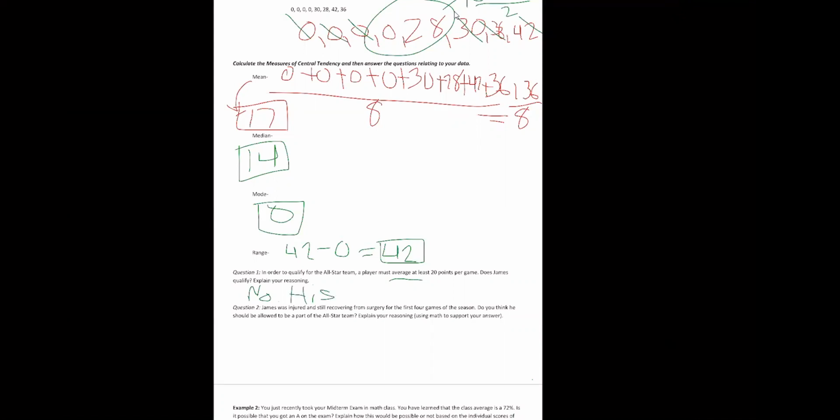His average, or his mean. And sorry, I know this is chicken scratch, but you would say maybe no, because his average was 17, or however you want to word it. But basically, no. It says James was injured and still recovering from surgery for the first 4 games of the season. Do you think he should be allowed to be part of the All-Star team? Explain your reasoning, using math to support your answer.